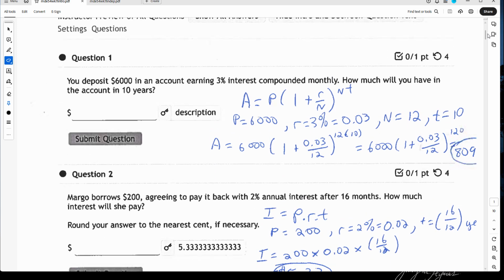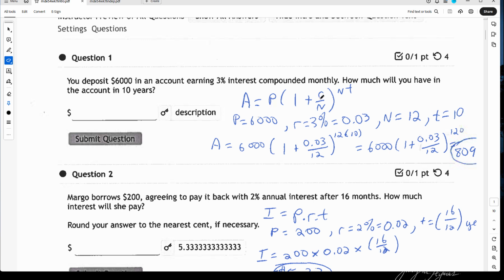Question 1. You deposit $6,000 into an account earning 3% interest compounded monthly. How much will you have in the account in 10 years? Since it uses the phrase interest compounded monthly, I'm using a compound interest formula. My P is my principal, which is 6,000, and interest is being applied at 3%, being applied monthly, so N is 12. The life of this formula is going to be 10, T for 10 years.